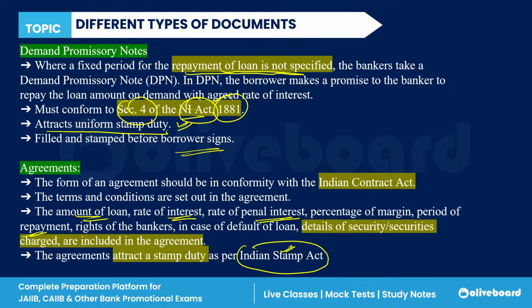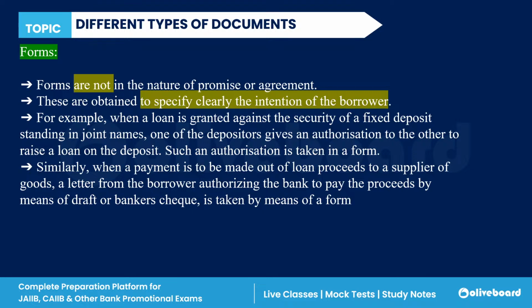Clear? Now next, forms. Forms are not in the nature of a promise or agreement. So always remember, forms are not in the nature of a promissory note, neither are they in the nature of an agreement. They are simply issued to clarify the intention of the borrower.